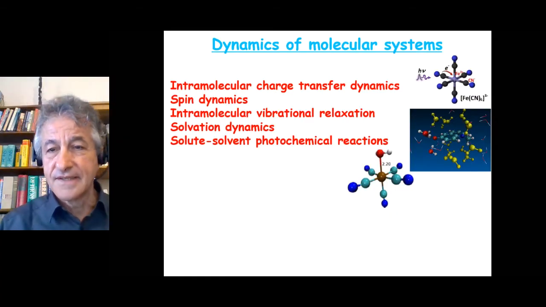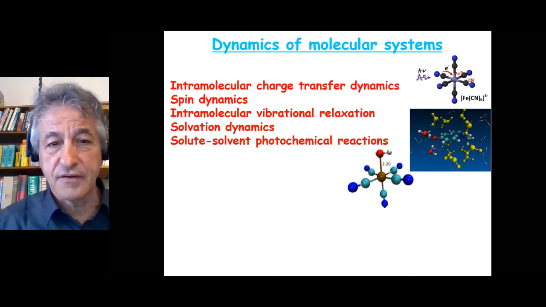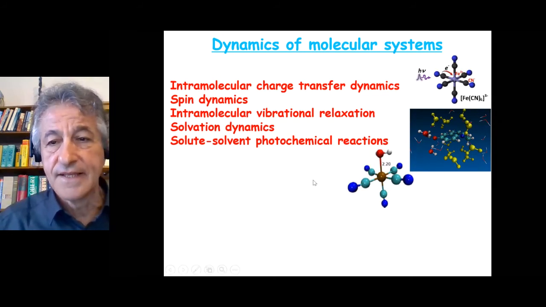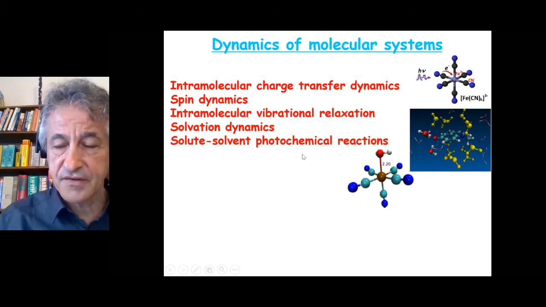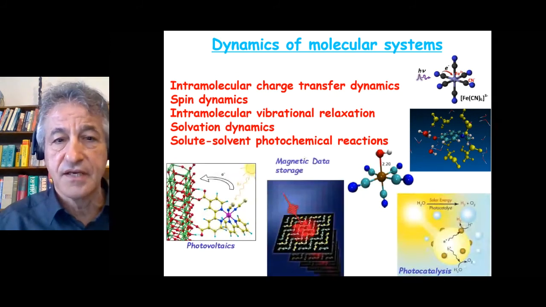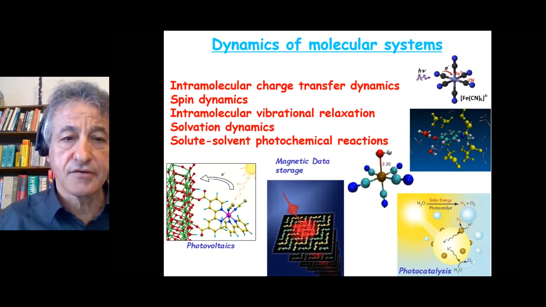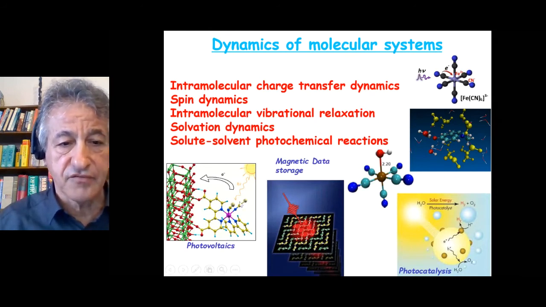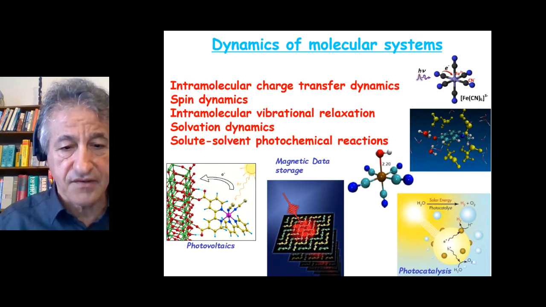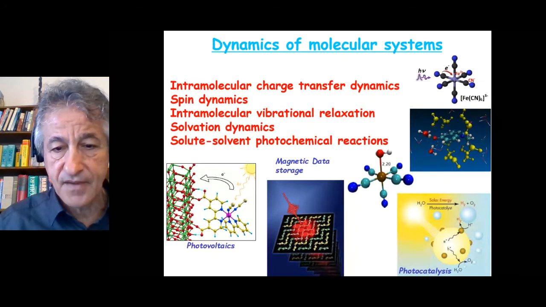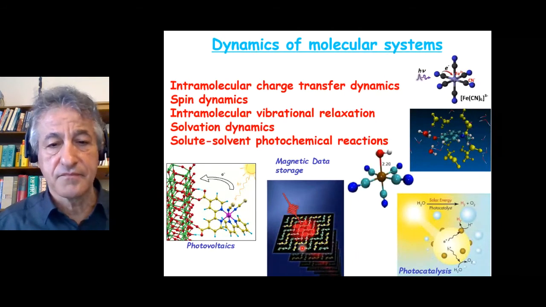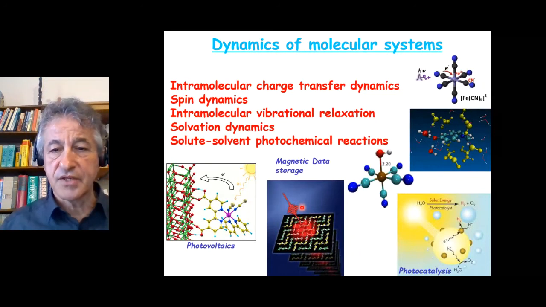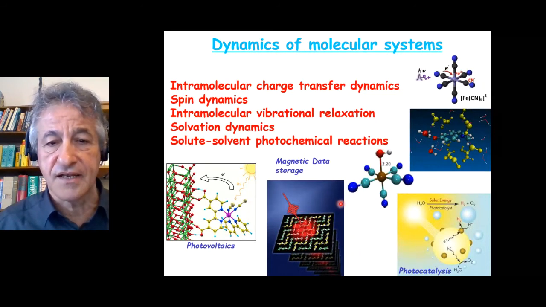It's only the introduction. So anyway, I was saying we've been looking at different processes here. And these are not just purely academic processes, because they dwell on several applications. You have to know the energy balance in molecular systems that drive other processes. For example, in photovoltaics with the famous dye-sensitized solar cells, or in magnetic data storage with the switching of low spin to high spin molecules, and also in photocatalysis.